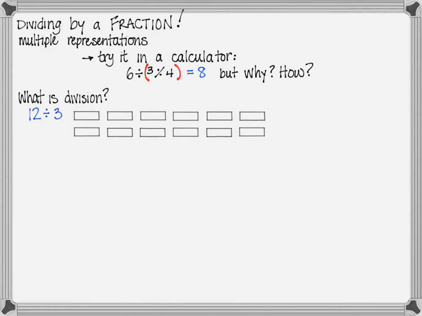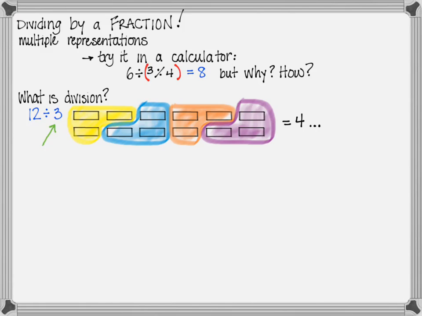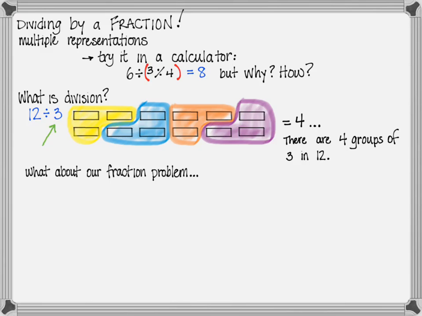Well, we have 12 items, and what we want to know is how many groups of 3. And so we break this up into actual groups of 3, and we see these yellow, blue, orange, and purple, and there are 4 groups of 3. That's what division is, how many groups of a particular type. So what about our fraction problem? We've got 6 divided by 3/4.